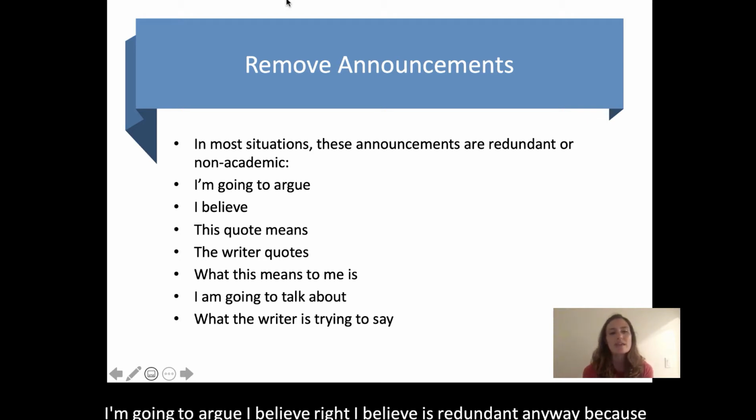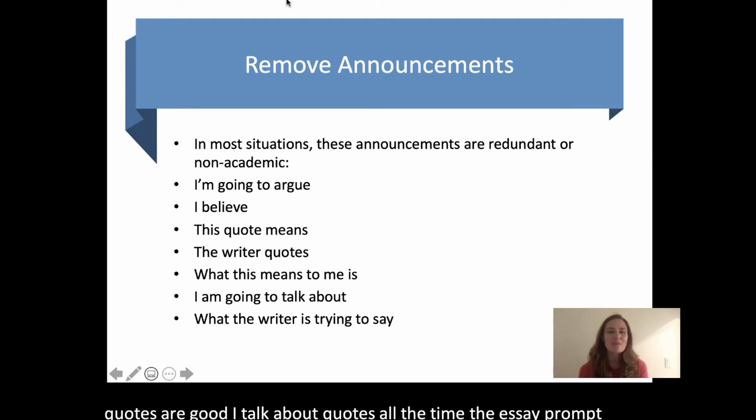This quote means, or the writer quotes. In fact, the word quote should never appear in your paper. Quotes are good. I talk about quotes all the time. The essay prompt mentions using quotations, but you actually should not use the word quote. You don't want to use it because it's not academic, right? Quote is just a shorthand for quotation. Also, it's just not customary to reference the word quotation itself.